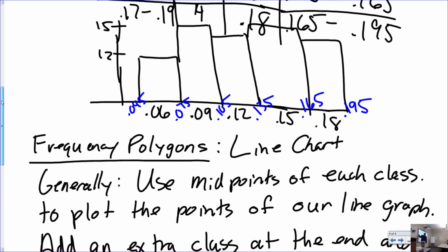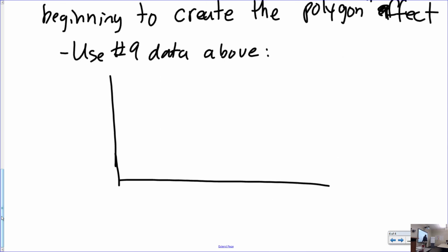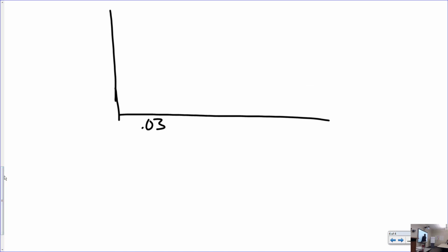So I want to start at 0.06, but I need one before it. So yeah, remember the pattern. You're going by 0.03s, so use the exact same pattern and create a fake boundary at the edge, okay? So we're going to start over here at 0.03, and then get into your actual data, 0.06, 0.09, 0.12, 0.15, 0.18, and yes, add an additional one at the end, okay?